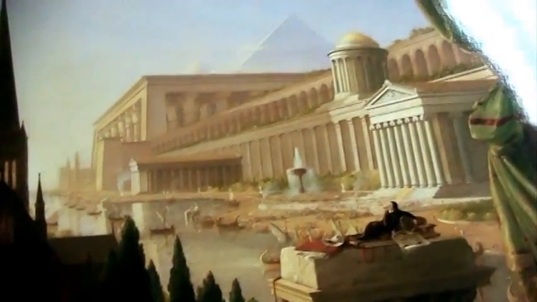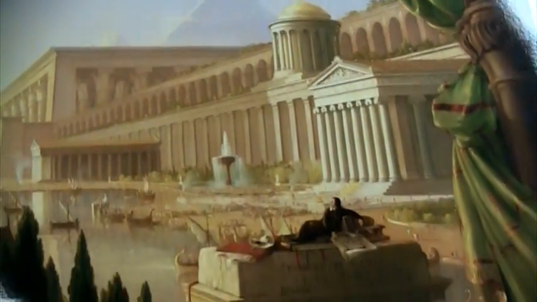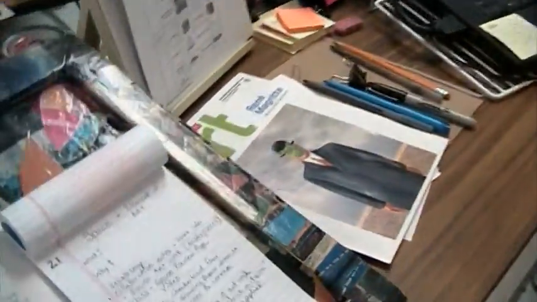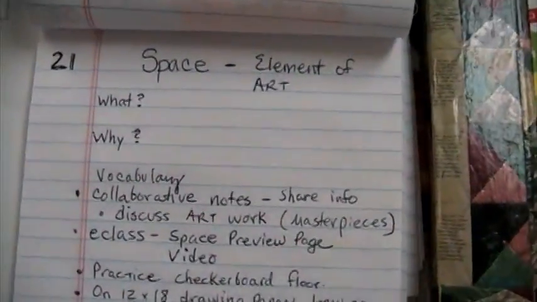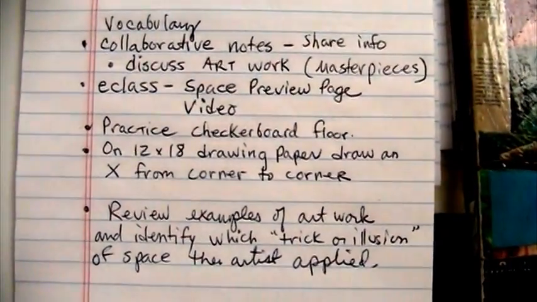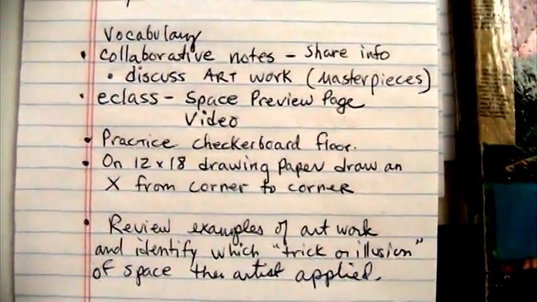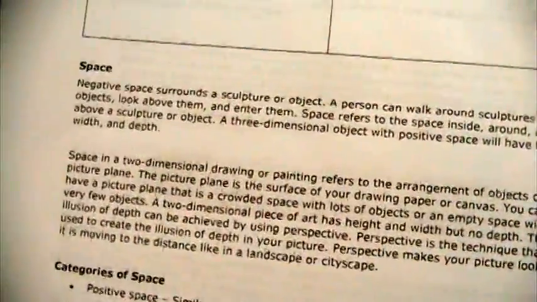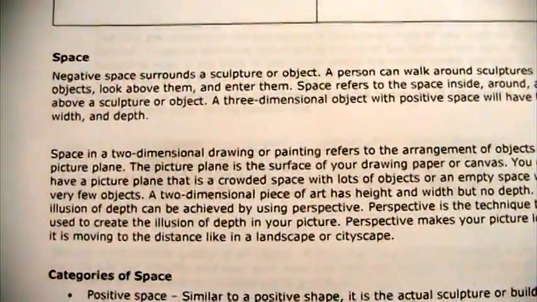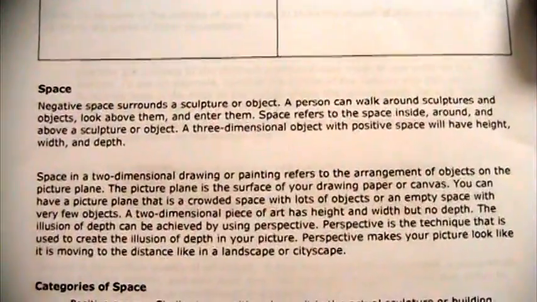Then we went to this beautiful painting by Thomas Cole called An Architect's Dream. We located the foreground, middle ground, and background. People noticed that in the background there was a pyramid. And we talked about a lot of the details in that picture as well. Then we went over positive and negative space. I'm just going to zoom in on this so that you have a chance to read that.